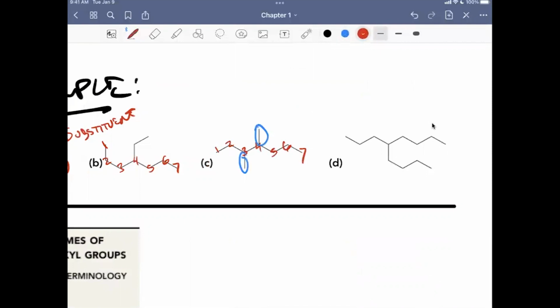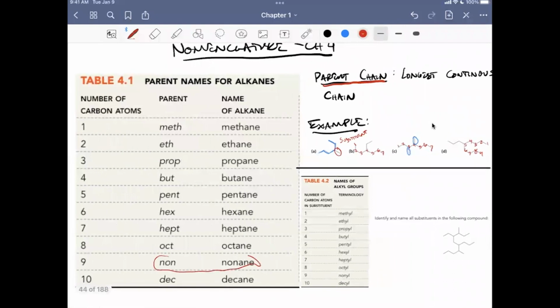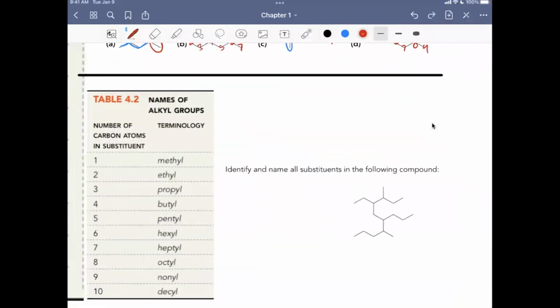All right, and then this next one, let's see what the longest amount of carbons we can get. Let's do 1, 2, 3, 4, 5, 6, 7, 8, 9. I believe that's the longest chain of carbons we can do. And I'll go into why the numbering starts where it does, why it might change, stuff like that. So 9 as the parent chain is nonane. Okay, so pretty straightforward. This question up here asks to identify and name all the substituents in the following compound.